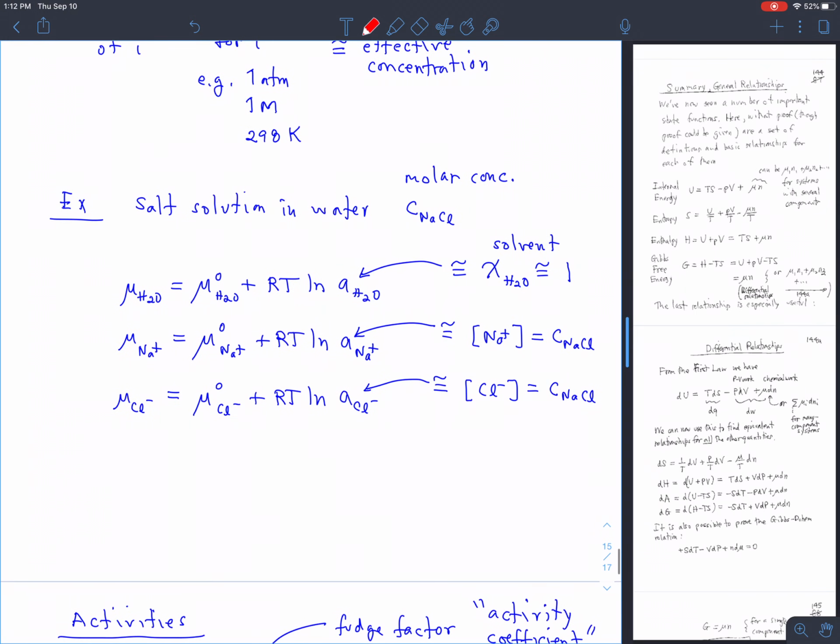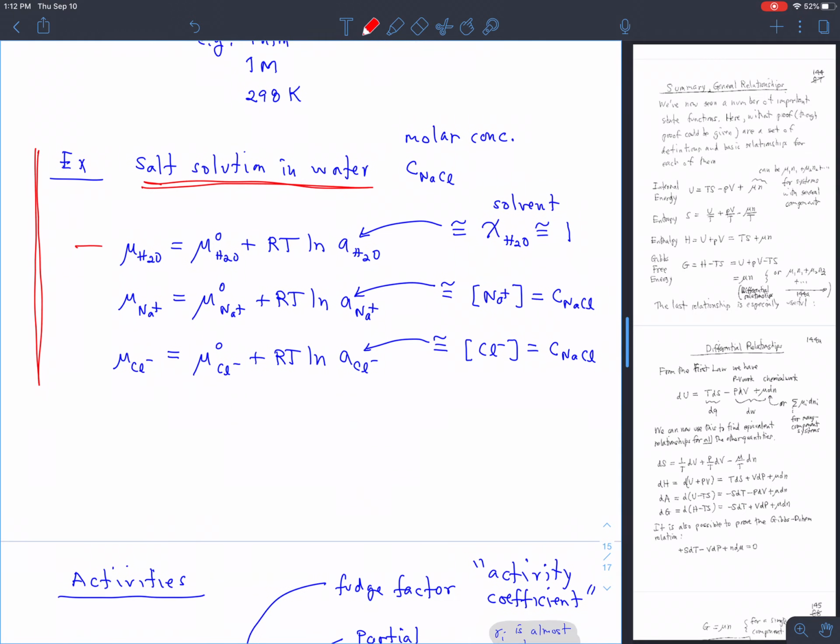So here's an example of using this equation of state for a salt solution in water. We can write down the chemical potential for every species that's present in our system. There's one chemical potential for every species. There's not just one chemical potential for the whole system. There's one for every chemical species.